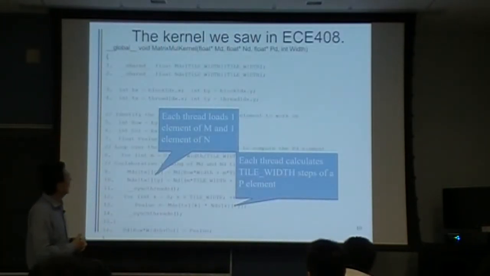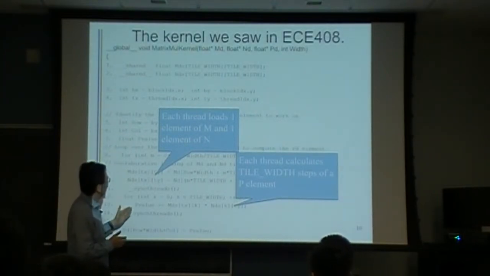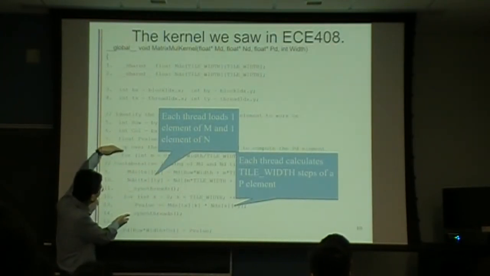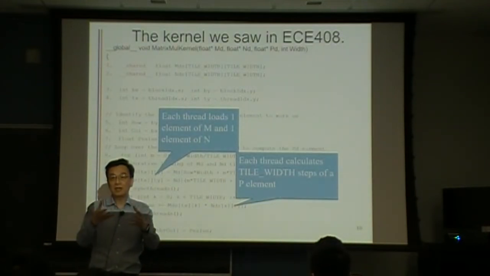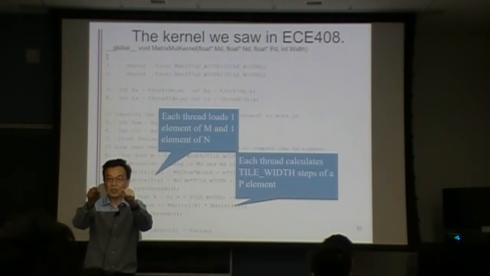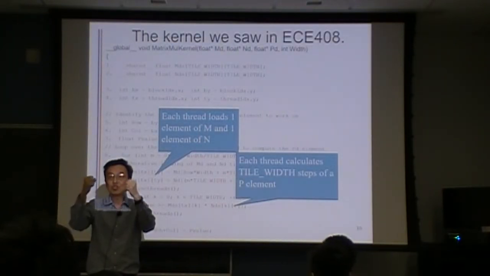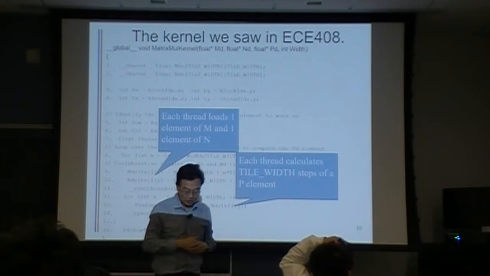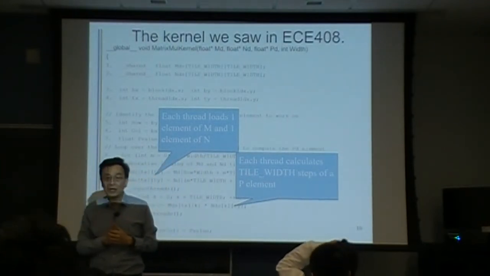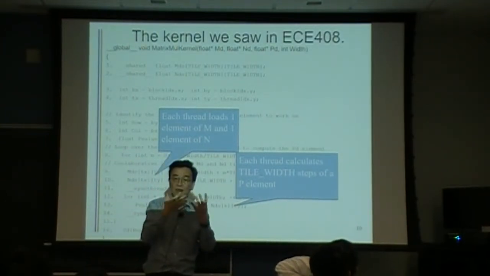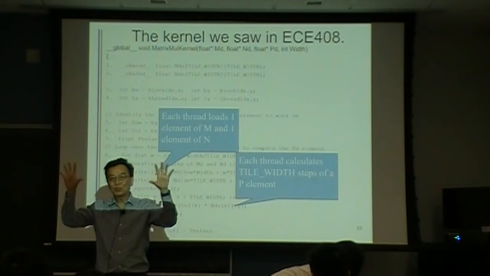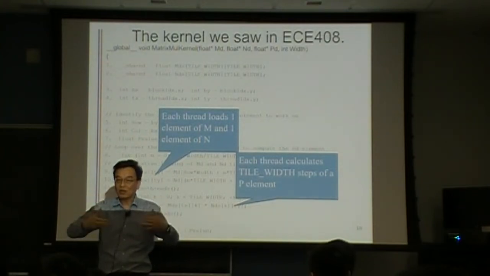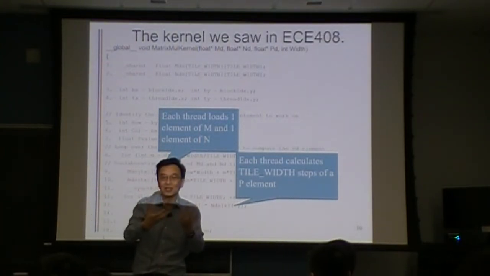So if we look at the kernel code that you wrote here, each thread will load one element of M and one element of N in the outer loop. This is the collaborative loading pattern, for each thread to load one element of M and one element of N into the shared memory, right? So for a 32x32 tile, you will use 1024 threads, and you will load 1024 elements of M and 1024 elements of N into the shared memory, and then you take 32 steps. You generate 32 steps of the inner product for every output element in that tile.